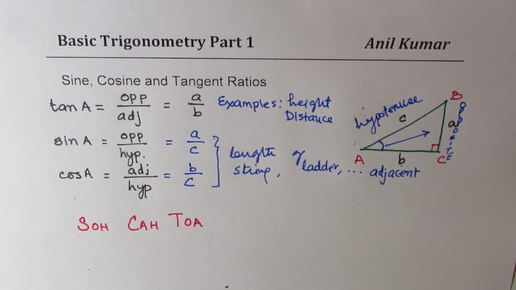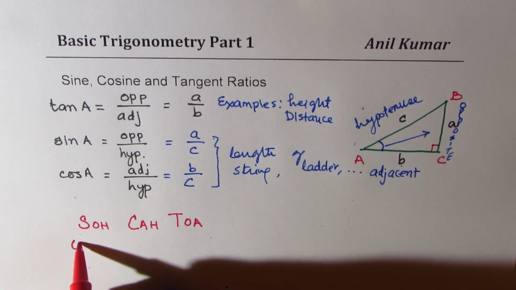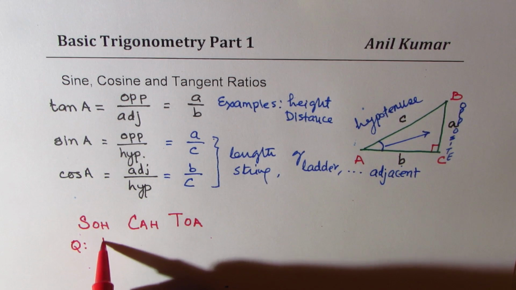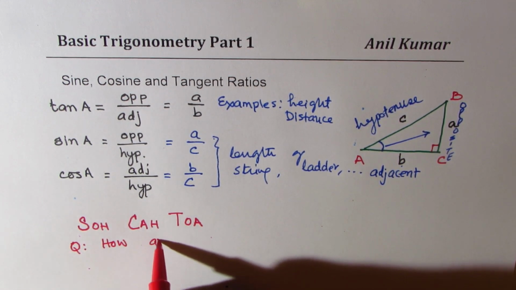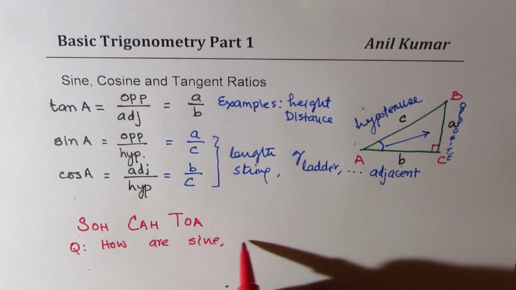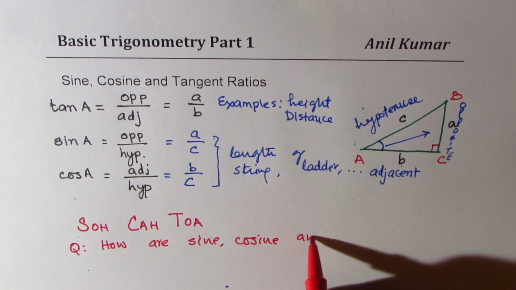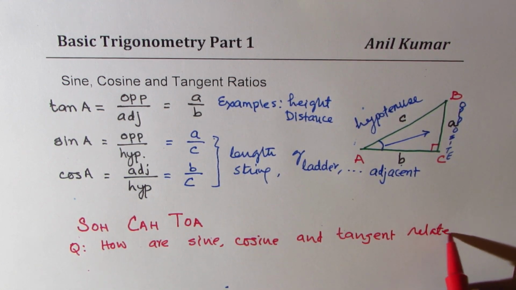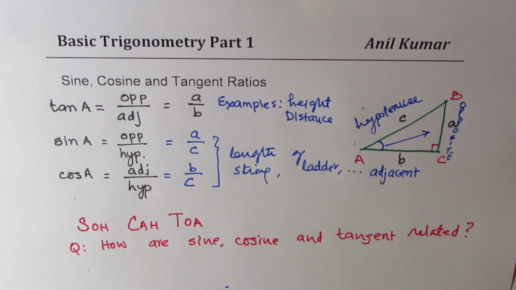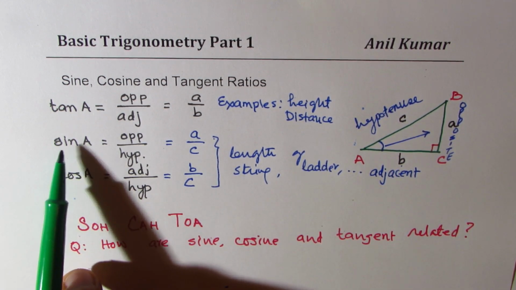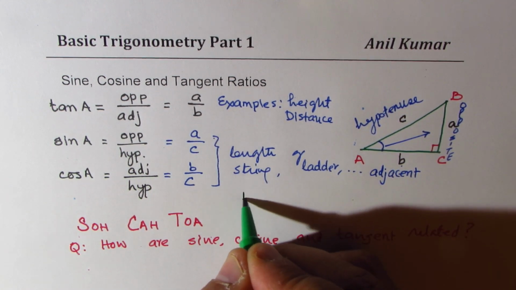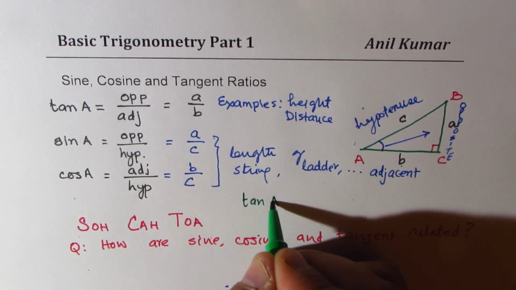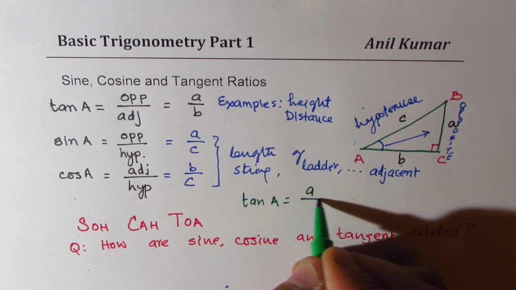Now here is a question for you. The question for you is, how are sine, cosine, and tangent related? Think about it, right? So the solution is right here, but just think about it. So what we could do here is that we know that tan is A over B. Let me show you the relation. Tan A is equal to A over B, right?